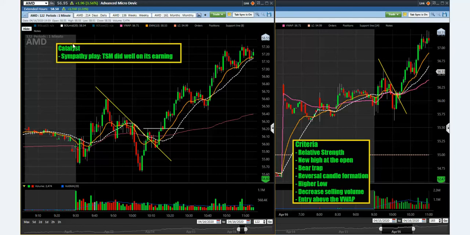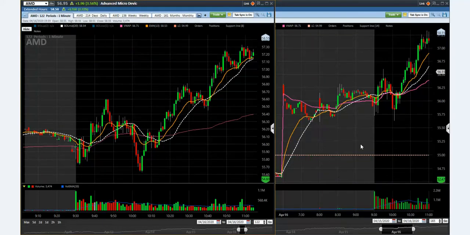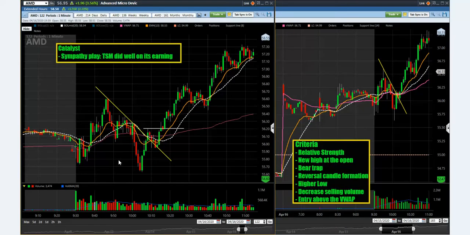So this is a sympathy play. As you can see, it gapped up pretty decently pre-market, more than 2% I believe. It stayed in that range for about 2.5 hours. At open, it went down a little bit, and then popped up and created a new high. This is very important.